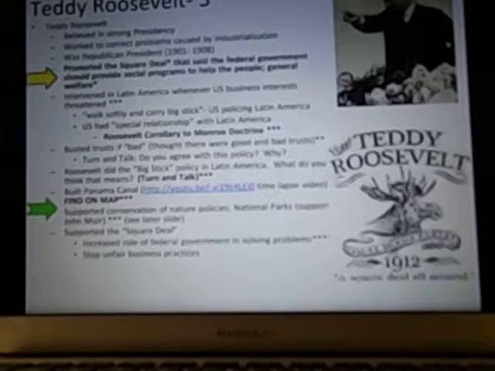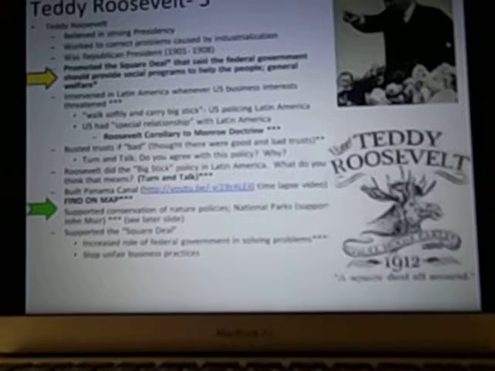Teddy Roosevelt is important because he is a Republican president, but he eventually leaves the Republican Party because he is trying to get progressive laws passed. Teddy Roosevelt believed that the presidency and therefore the government should be strong, and it should do things that help the people. He promoted, for example, the Square Deal. The Square Deal said the government should work to be fair to everyone, and the government should make sure that the country is fair for everyone. That was not something that most Republican presidents wanted to do.